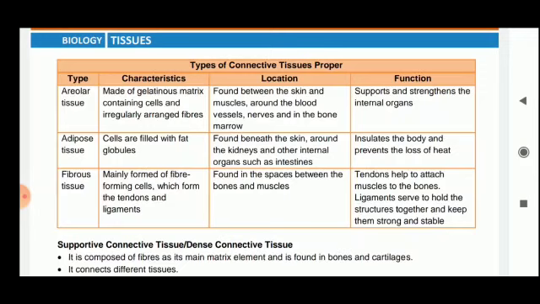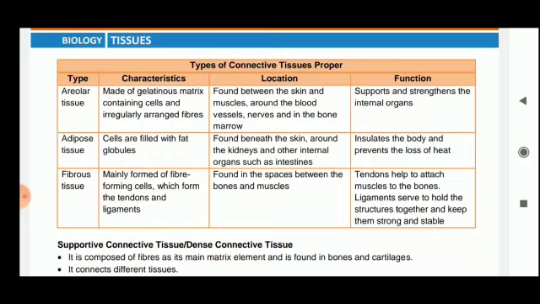Areolar tissue is made of a gelatinous matrix containing cells and irregularly arranged fibers. That means the matrix is just like a jelly and the cells are irregularly arranged, so no arrangement pattern of cells is properly found. Location is what? Found between the skin and the muscle, around blood vessels, nerves and in the bone marrow. Function is what? It supports and strengthens the internal organs. It provides support and gives strength to internal organs. So this is the main function of areolar tissue.